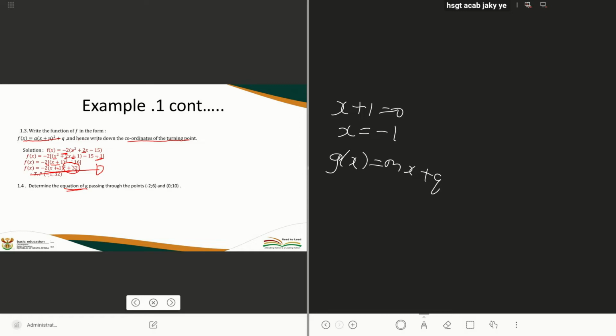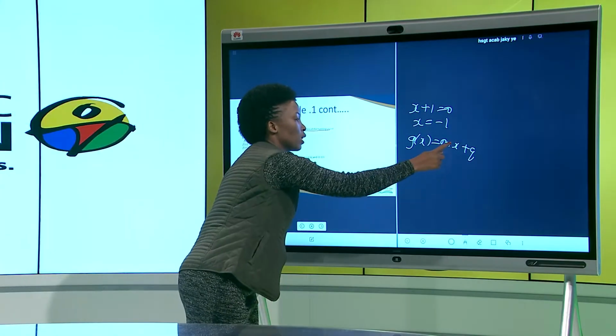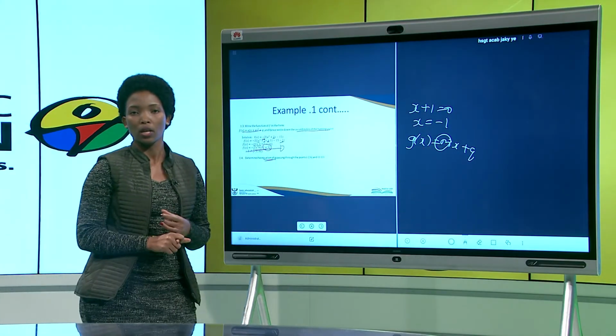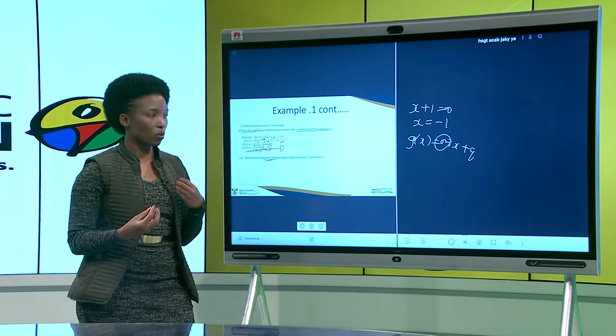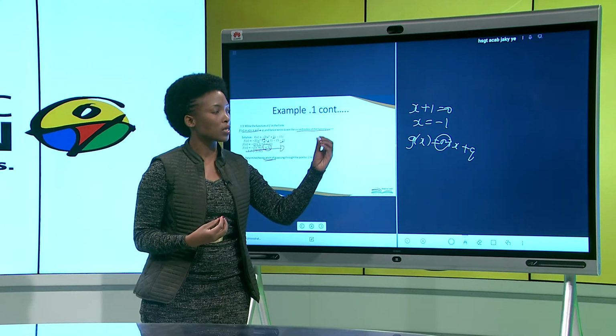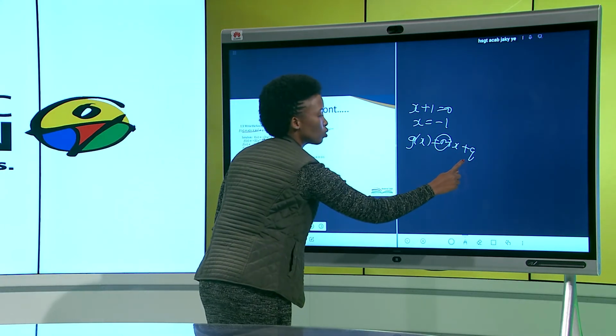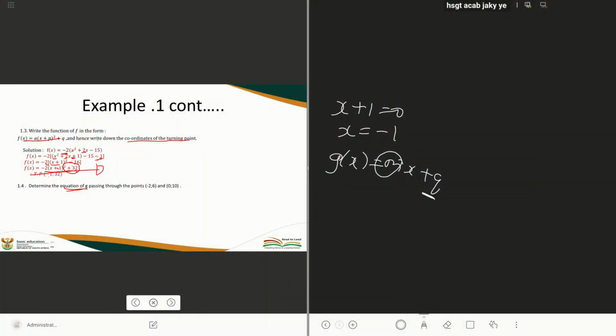Since our G is a straight line, always when we determine the equation of a straight line, it's very important for us to get the gradient. We need to have the gradient of our equation. After the gradient, then we can just use the standard form, G at x is mx plus q. We need to determine the value of q. We can also use y from your analytical geometry, y minus y1 is equal to m into x minus x1. You can also use this equation to determine the equation of your straight line.